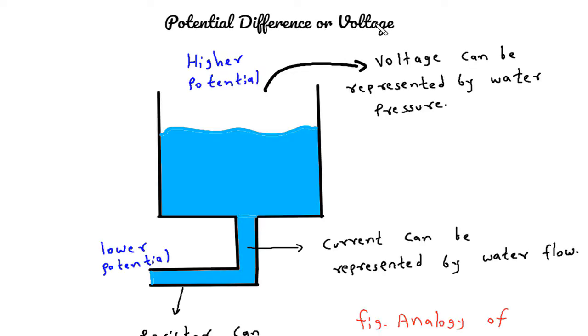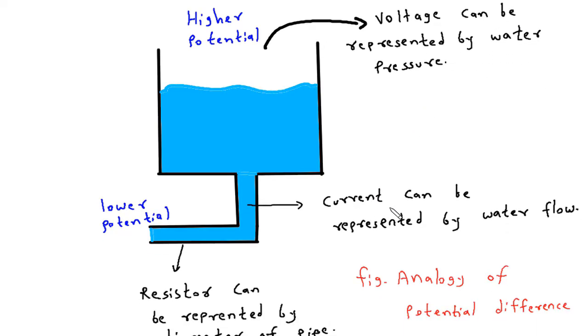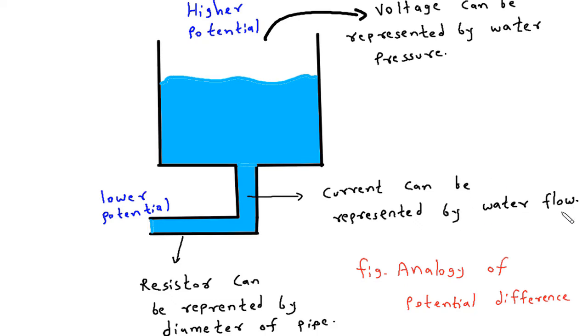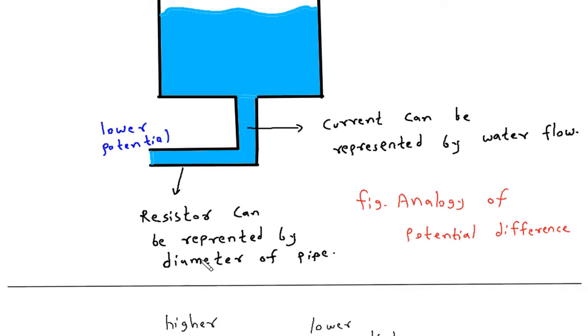Potential difference or voltage. Here we can see an analogy of potential difference or voltage. This water is at higher potential and this water is at lower potential. The flow of water will be from higher potential to lower potential through this pipe. So we can say that voltage can be represented by water pressure, current can be represented by water flow, and resistor can be represented by the diameter of this pipe.